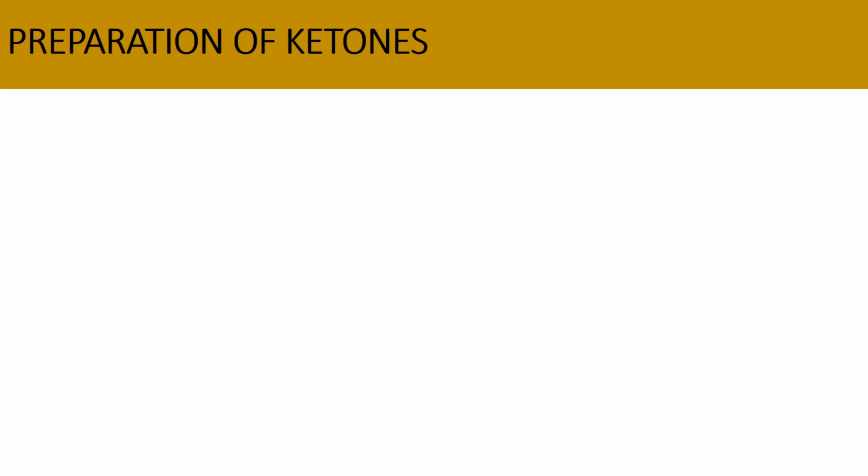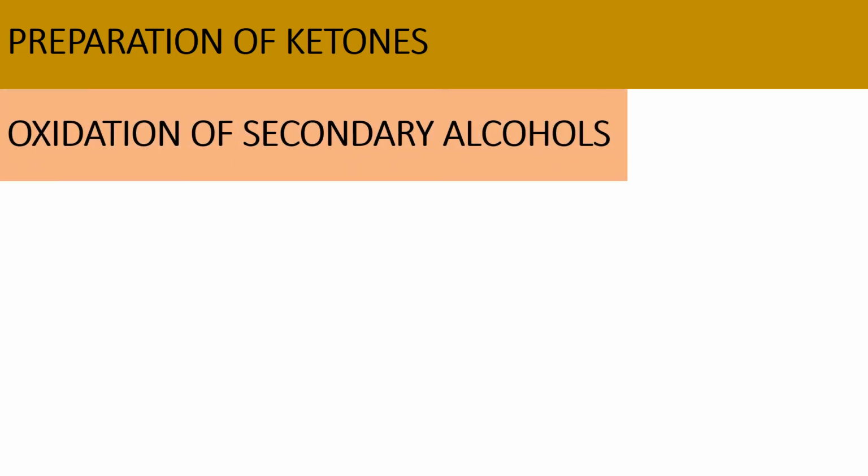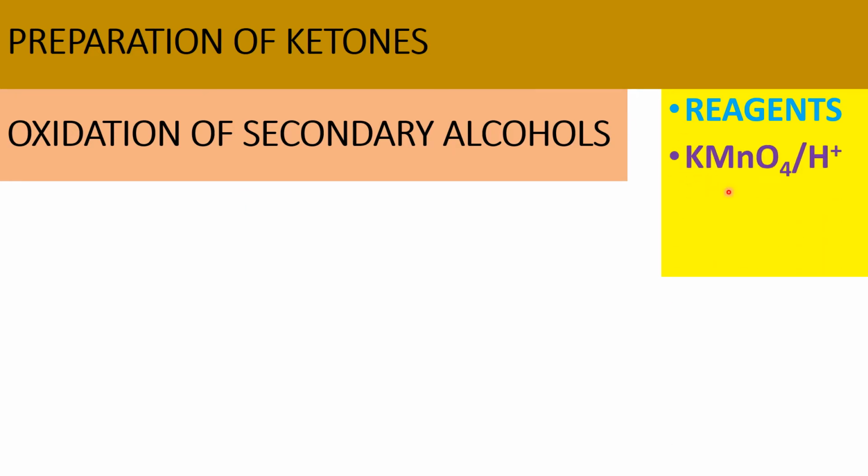Preparation of ketones. First method is the oxidation of secondary alcohols. The reagent used here for the oxidation process is similar to that for the formation of aldehydes by the oxidation of primary alcohols. For the preparation of ketones, we can use secondary alcohols which undergo oxidation by the reagent potassium permanganate in acid medium or acidified potassium dichromate, or we can use chromium trioxide in anhydrous medium.